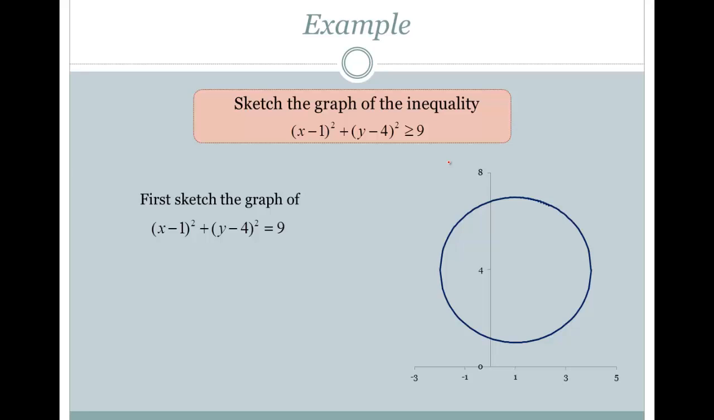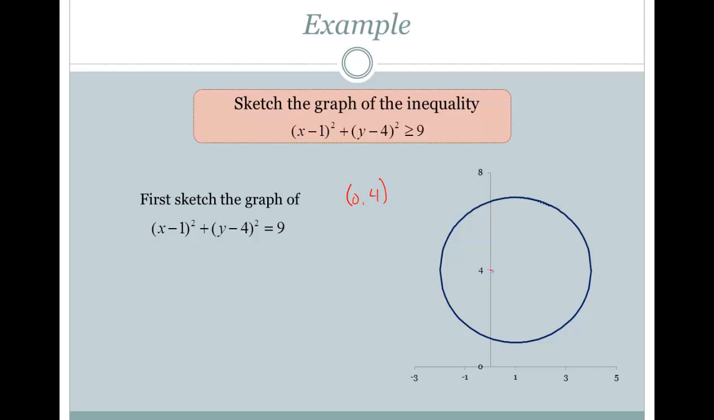Now, again, I need a test point to determine whether I'm going to shade in or out of the circle, either inside or outside. Also note that I have a solid line representing my circle, and the reason is because I have the greater than or equal to. That means that points on the circle satisfy this inequality, which they should because we have the equal sign there. So let's pick a test point. A simple point here would be 0, 4.